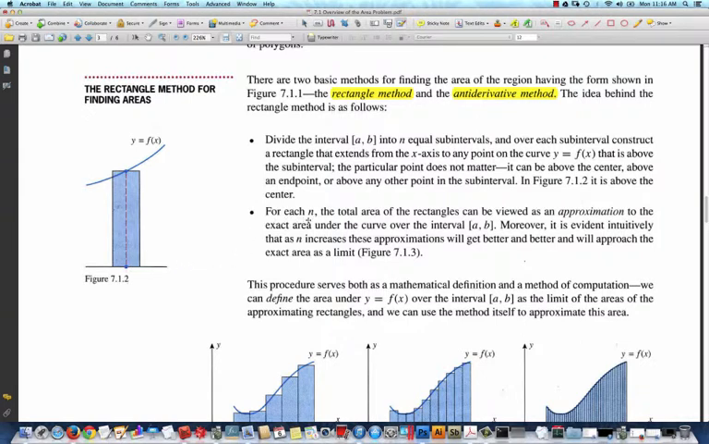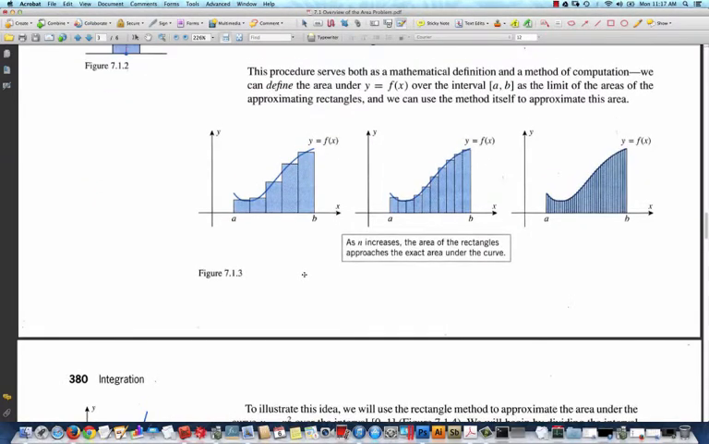For each n, the total area of the rectangles can be viewed as an approximation to the exact area under the curve over the interval a to b. Moreover, it is evident intuitively that as n increases, these approximations will get better and better and will approach the exact area as a limit. Well, this process serves both as a mathematical definition and as a method of computation.